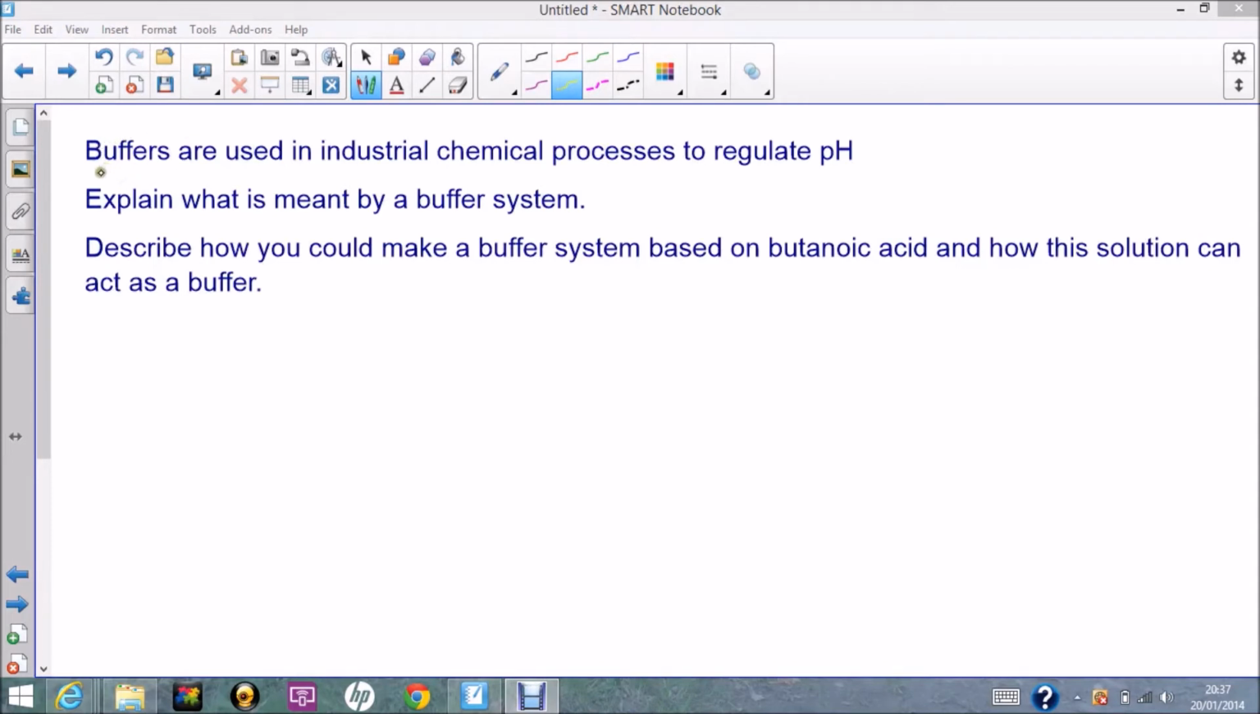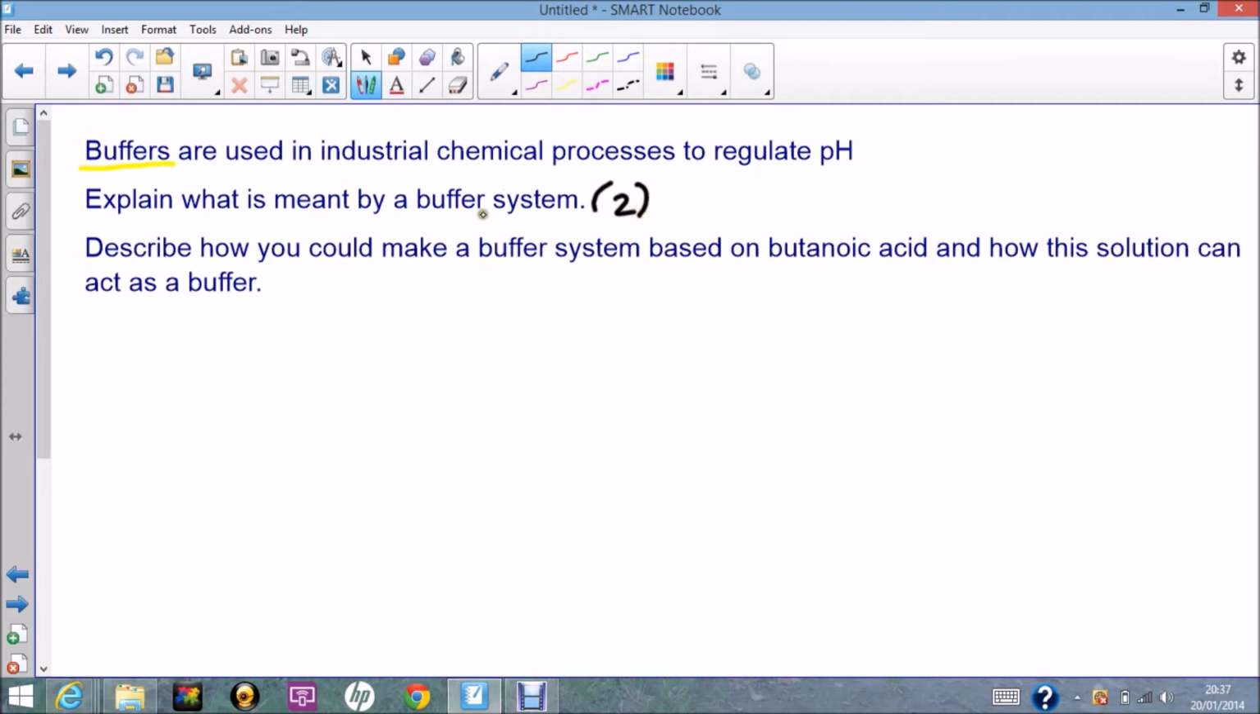In this question we're going to look again at making buffers and how they work. So, the opening sentence tells us that this question is about buffers, so we know that that's what we're looking at. Once again, we've got to explain what is meant by a buffer system. 2 marks for that definition.